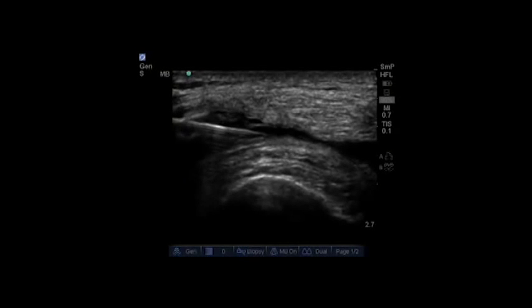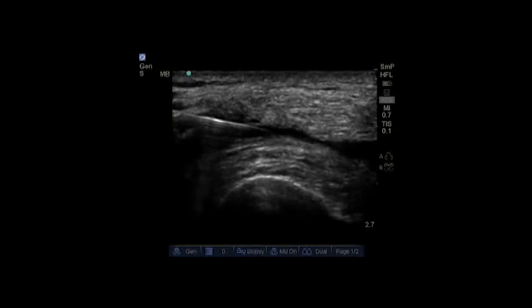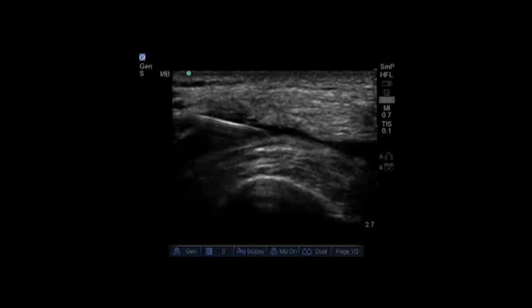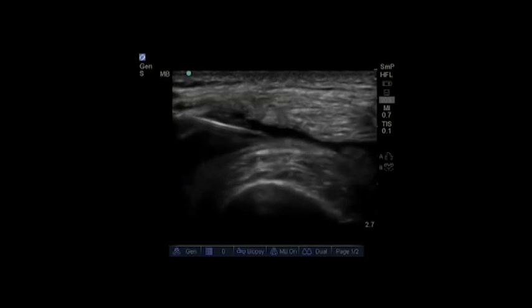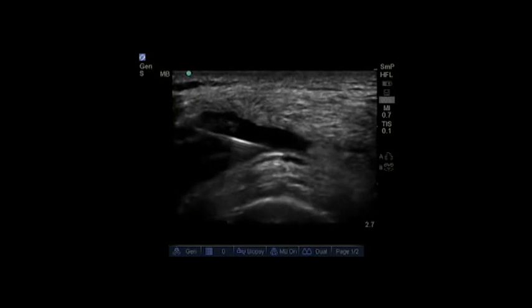The needle will be guided into the suprapatellar bursa, and lidocaine is typically injected to ensure proper location, and we'll see the bursa expand.